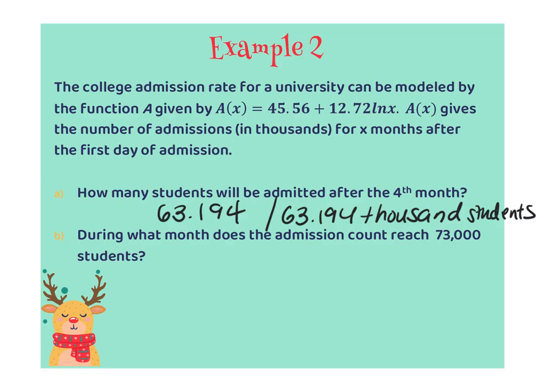Okay. So B says, during what month does the admission count read 73,000? So that Y2 is not 73,000, it's 73, because we want it to be in thousands. And I'm going to reset my window so it's back to normal. And I'm going to figure out where they intersect.